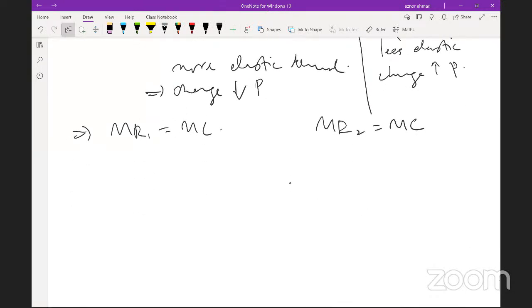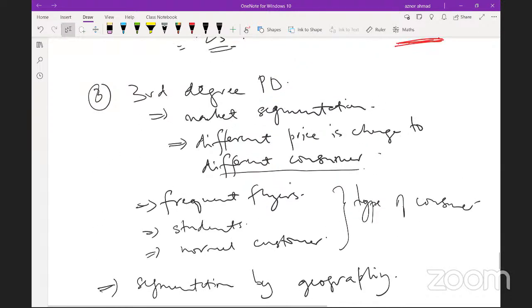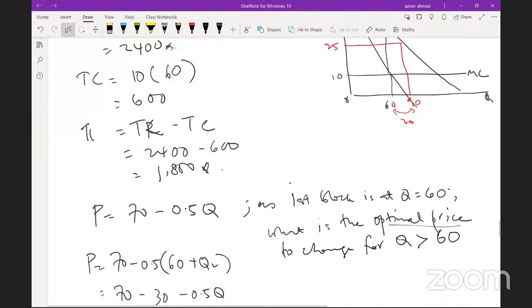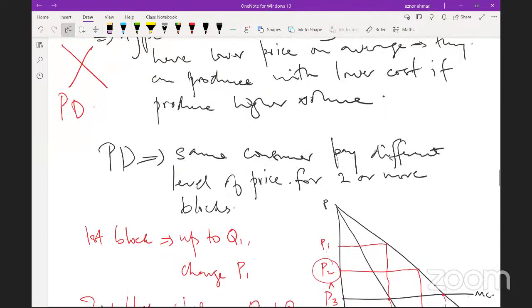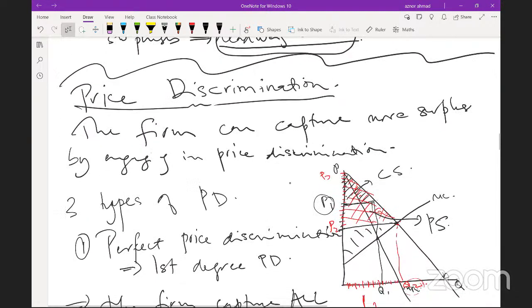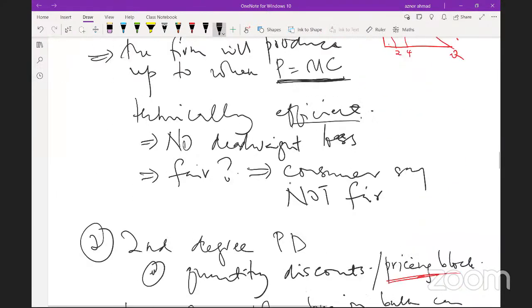Right. The next one, so we have covered the usual types of price discrimination. The first one is perfect price discrimination, where you get all the consumer surplus. Oh, I forgot to tell you about the consumer surplus. Oh gosh. Okay, the consumer surplus here.